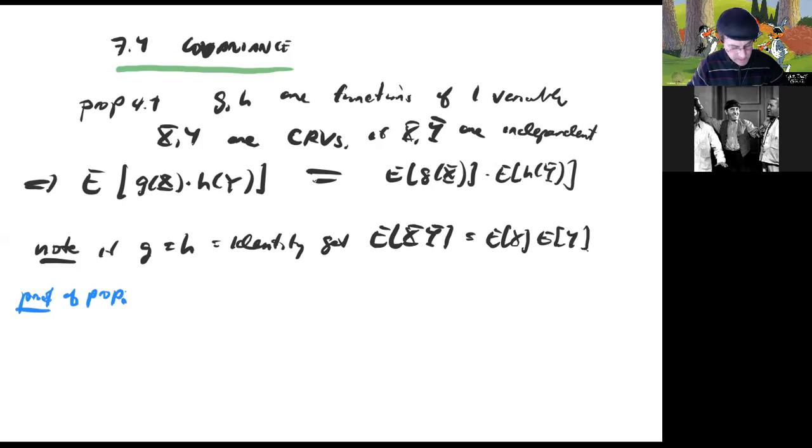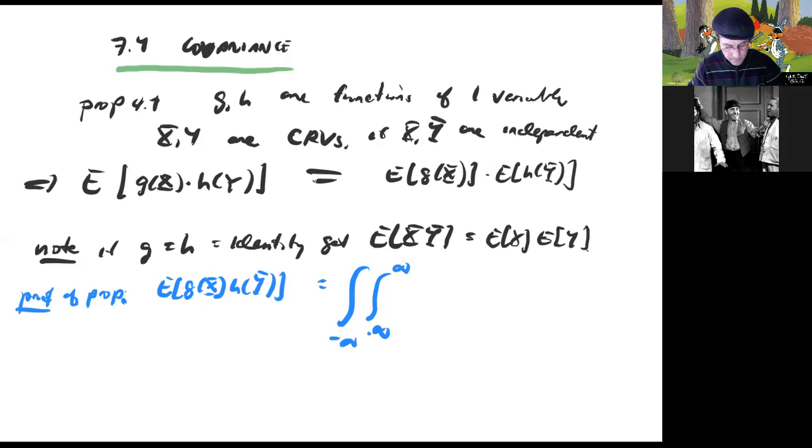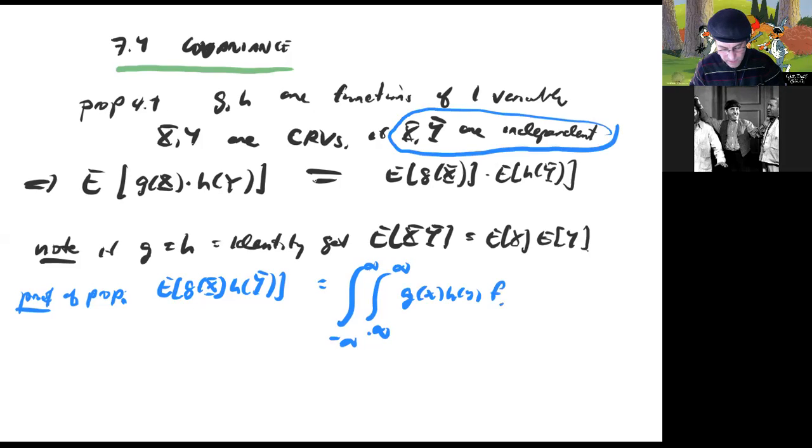So it goes like this. The expected value of g of x times h of y is, by the previous proposition that I stated today, the integral of g of x times h of y times the joint probability density function. But now the joint probability density function is a product because x and y are assumed to be independent. So this would be f sub x of x times f sub y of y, and then dx dy.